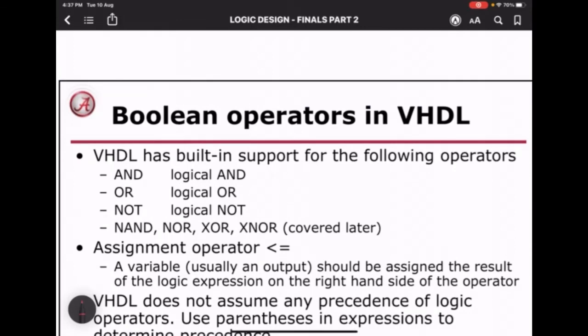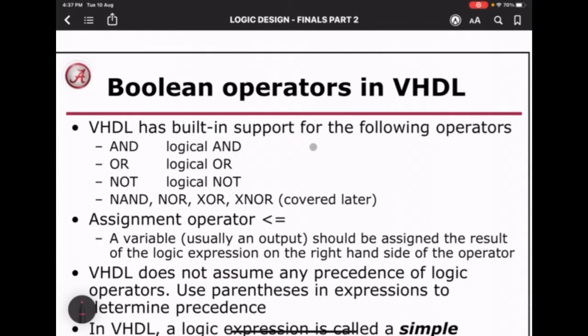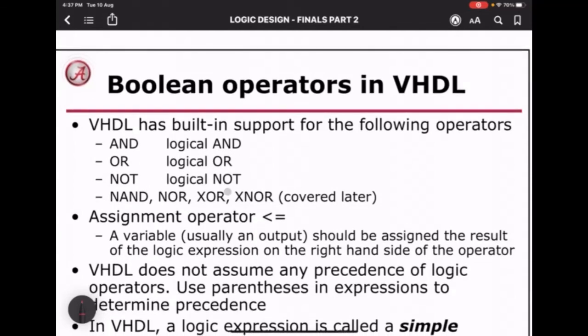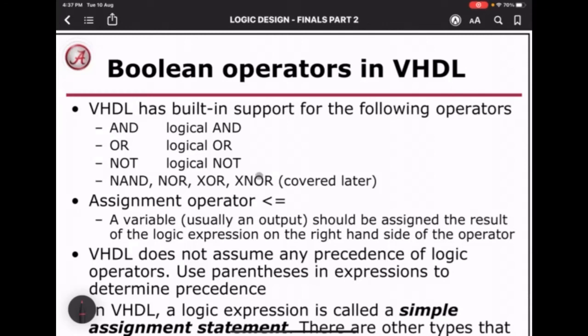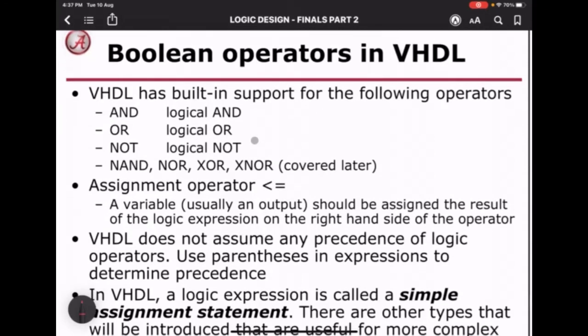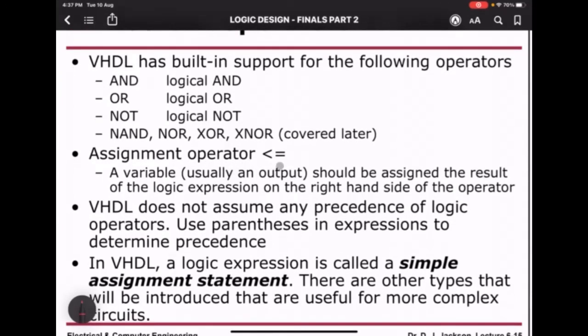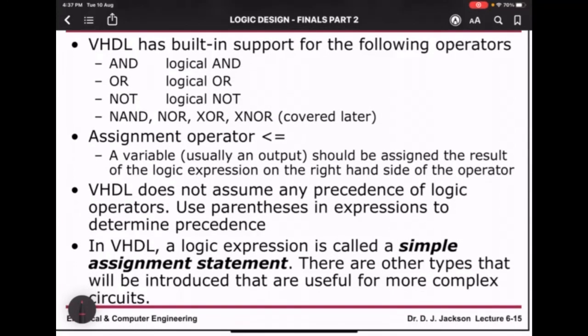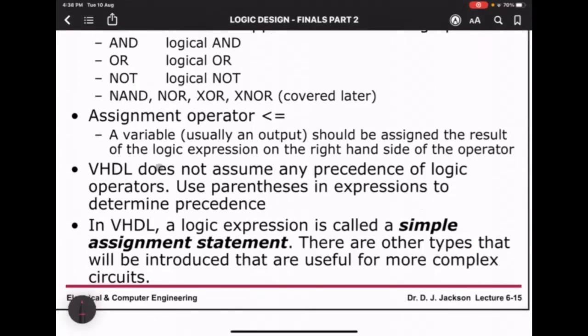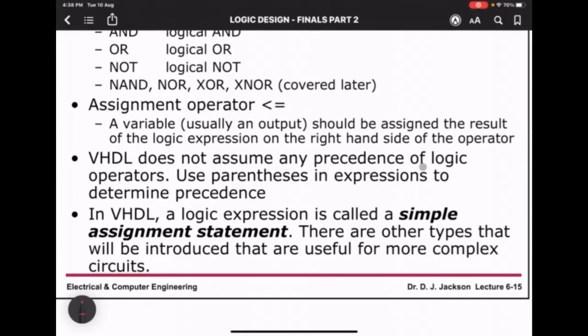Boolean operators. VHDL has built-in support for the following operators: and, logical and, or, logical or. These are the operators we can use inside VHDL. Assignment operator: we have less than or equal to. A variable, usually an output, should be assigned the result of the logic expression on the right-hand side of the operator. So F, the output, is always on the left side, and on the right-hand side is the logic expression or logic function.